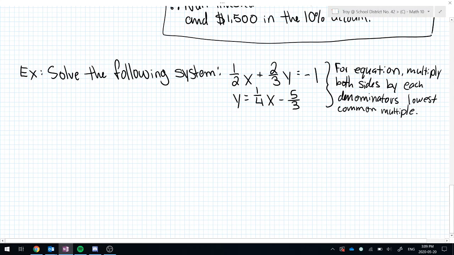Okay, so I'll show you what I mean. So for the first equation, 1/2 x plus 2/3 y equals -1, the two denominators we have there are 2 and 3, right? So what's the lowest common multiple between 2 and 3? Of course, that's going to be 6. And for the second equation, we have a 4 and a 3. So what's the lowest common multiple between 4 and 3? That's going to be 12.